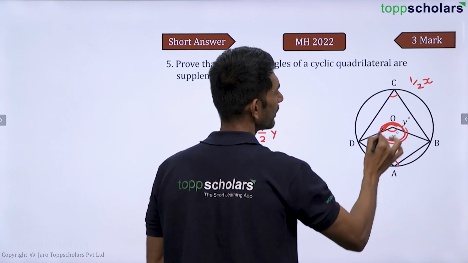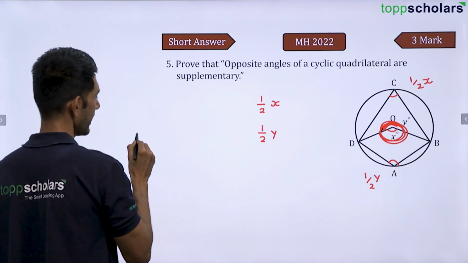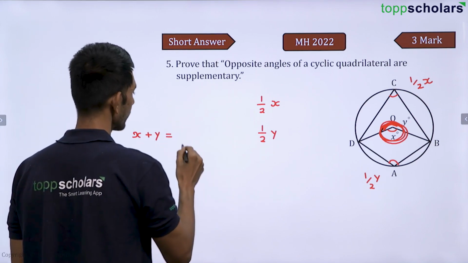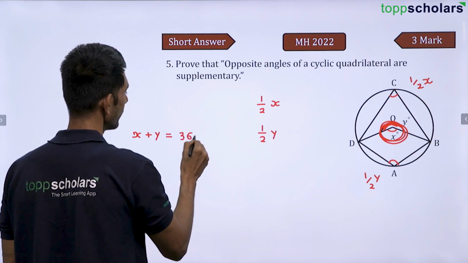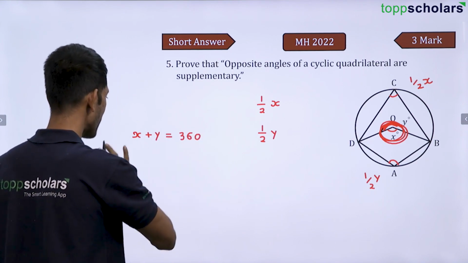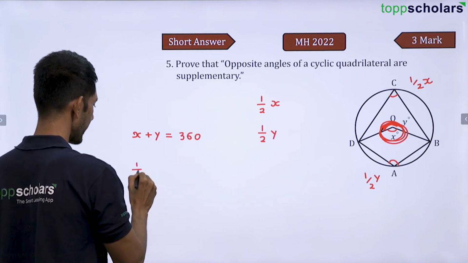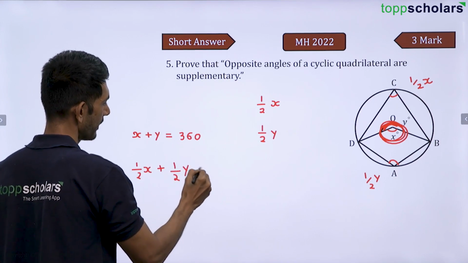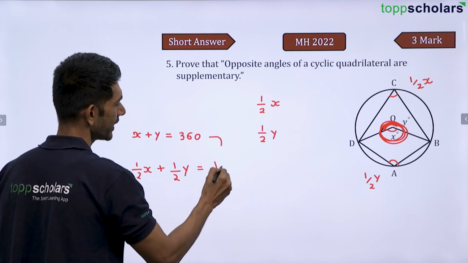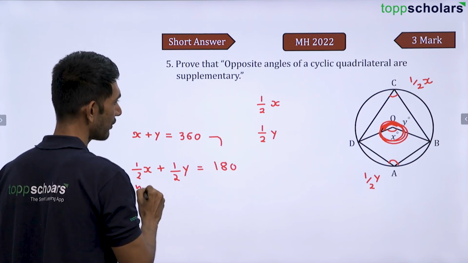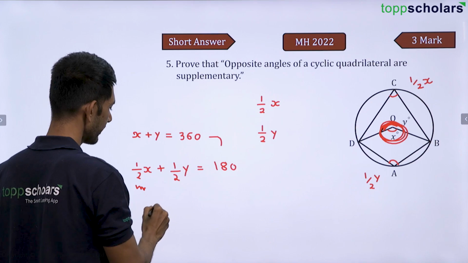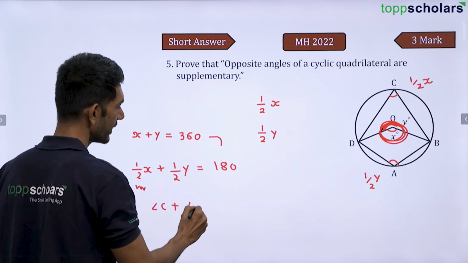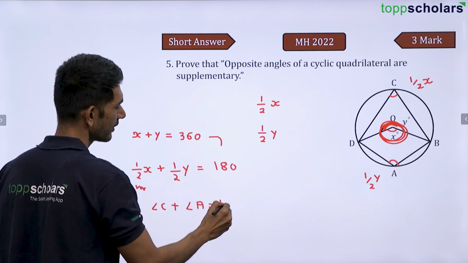Now how much is X plus Y? Can I say X plus Y is 360 because it is a circle? So if I multiply by half on both the sides, I get half of X plus half of Y is equal to half of 360, which is 180. But how much is half of X? Half of X is C. So I get C plus, how much is half of Y? Half of Y is A. So A plus C is 180.